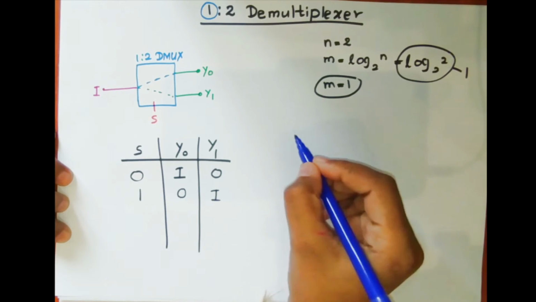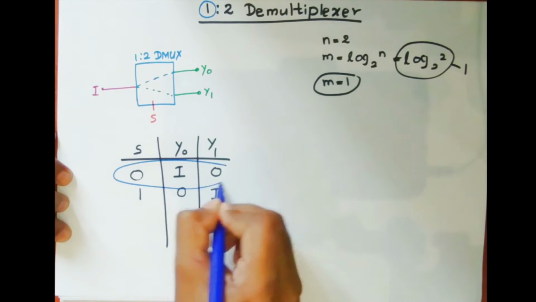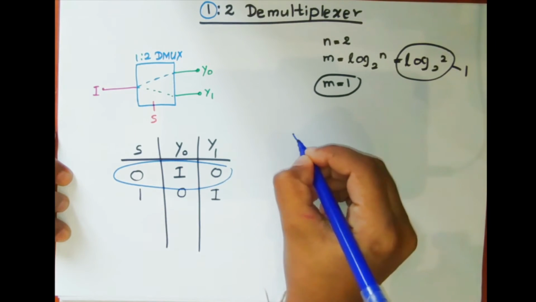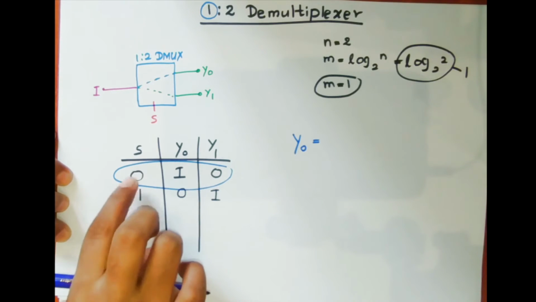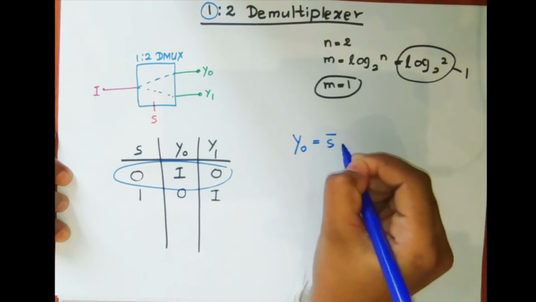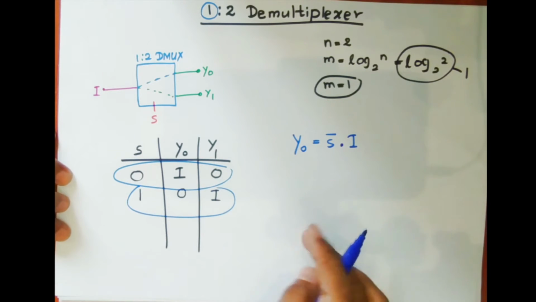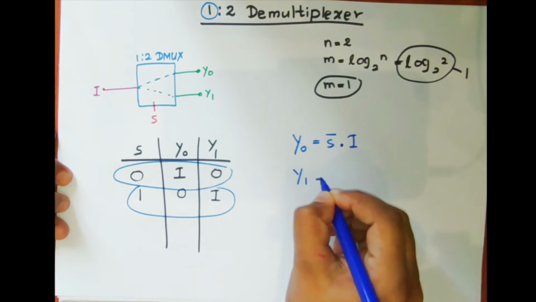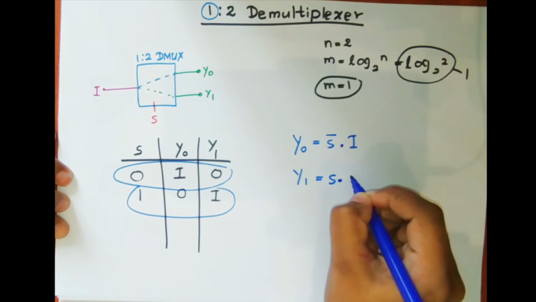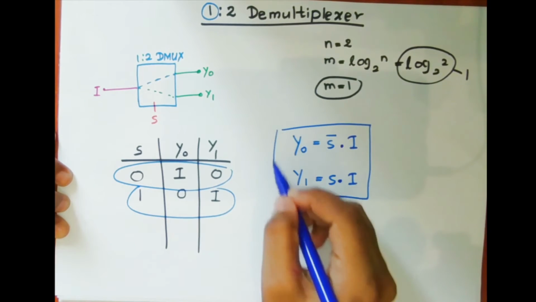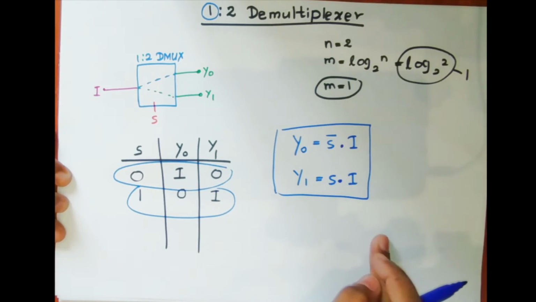Let's find out those. In the first case, we can get the expression for Y0. Y0 is equal to, this is inversion, the S is 0, so S bar and I. And with the second case, we can get the expression for Y1. So Y1 is equal to, here it is S and I. So these are the expressions for the outputs. So we can now demonstrate this in our simulator.